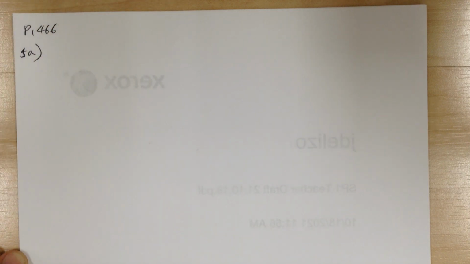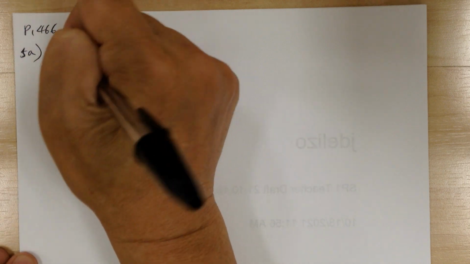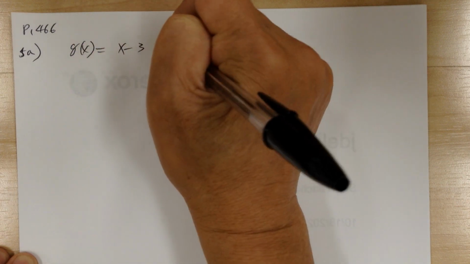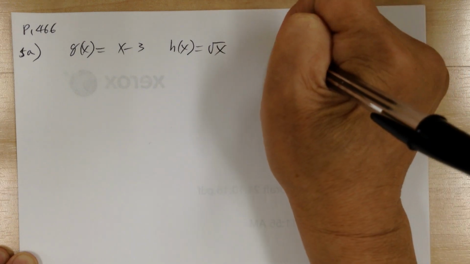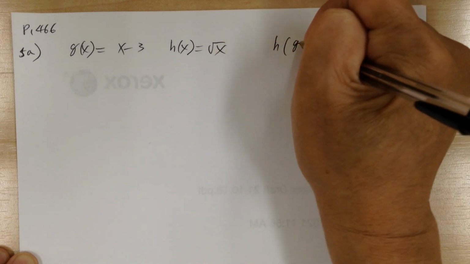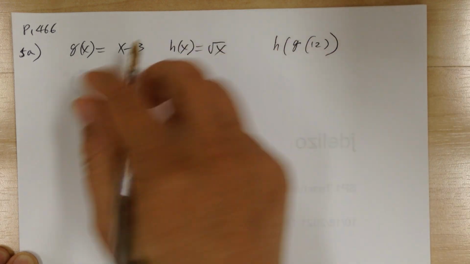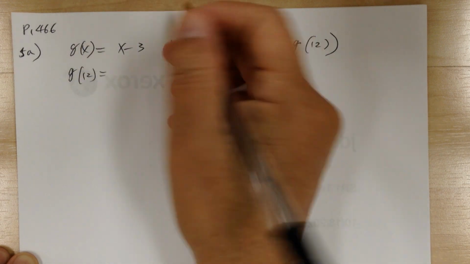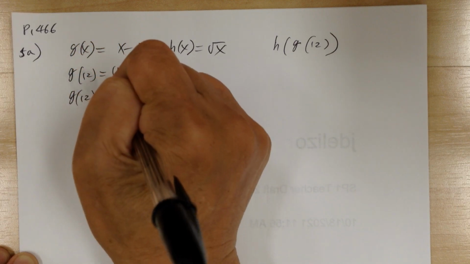Okay, let's go to number 5a. This one you're using the h and g function, so let's get our h and g function. So g of x is x minus 3. H function is equal to square root of x. So you're looking for h of g of 12. First let's look for g of 12. So come over here, you put 12 in the place of the x. So g of 12 equals 9.